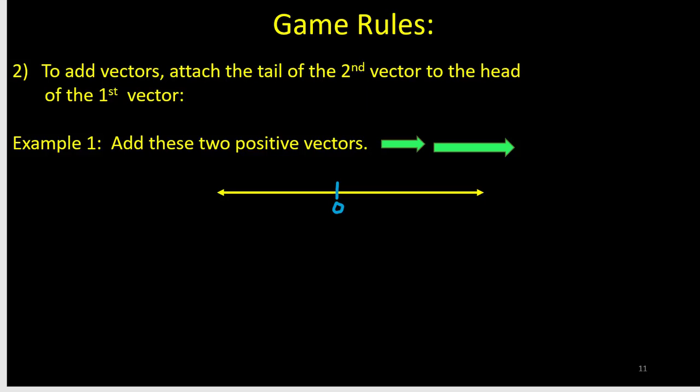To add vectors, just like we do with numbers, we'll attach the tail of the second vector to the head of the first vector. Here's an example of what that looks like. I'll take this first vector and put him on the number line. Notice that I butt him up against the 0. We always start at 0. And I'll take the second vector, bring him down to the number line, and since we're adding, we'll just put the blunt end of that arrow against the pointy end of the first arrow.